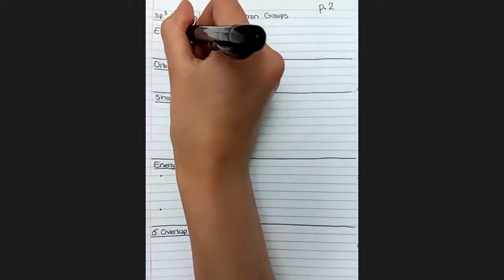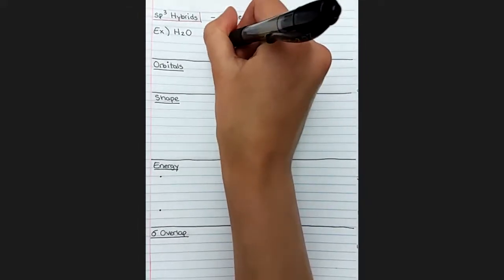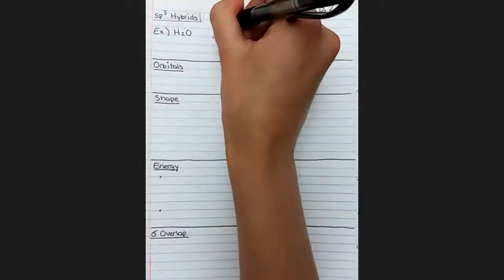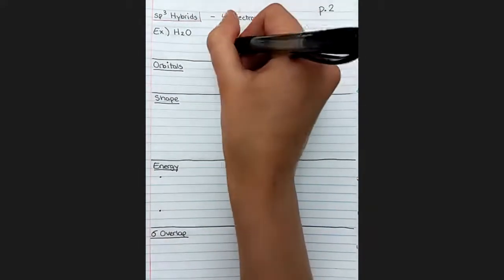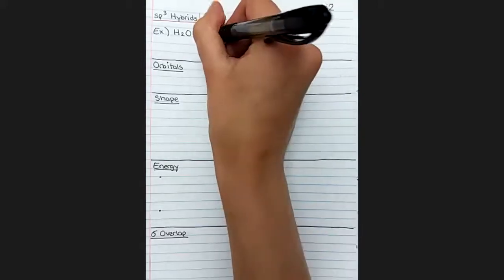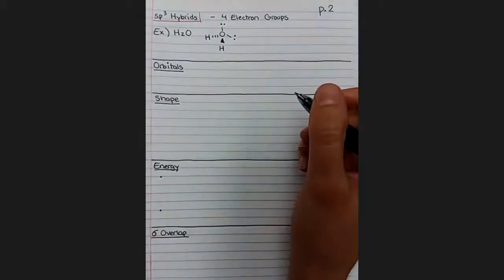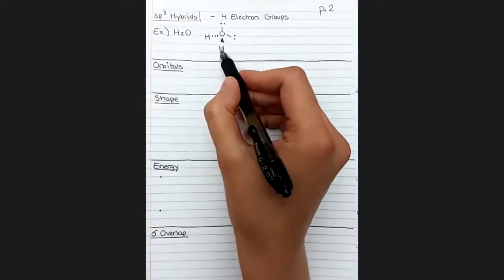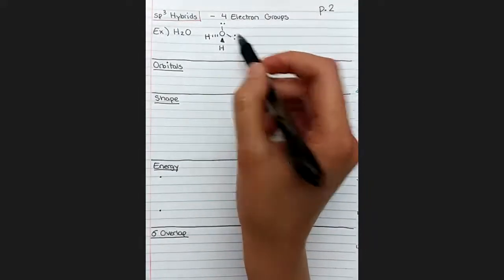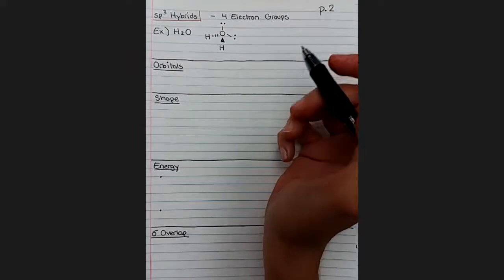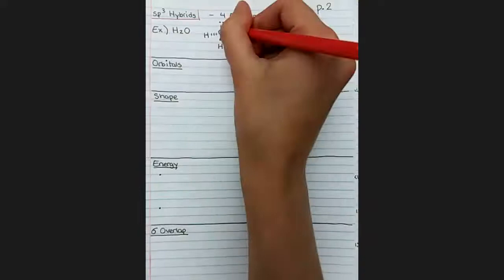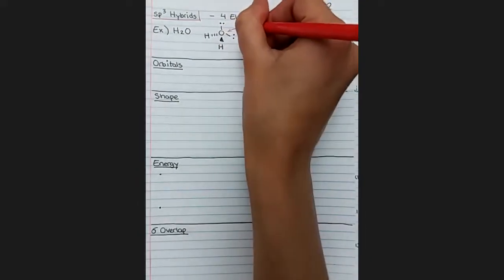So let's use water as an example, so we can show that we can improve valence bond theory by including hybridization. The Lewis structure of water shows that there are 4 electron groups. 2 of them are bonding groups holding hydrogens. 2 of them are lone pair groups. And oxygen is our central atom. So this is the one we're going to need to hybridize.